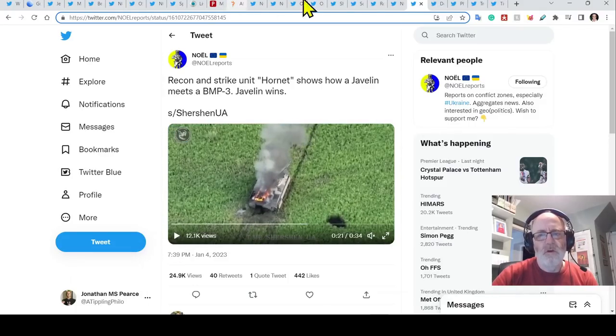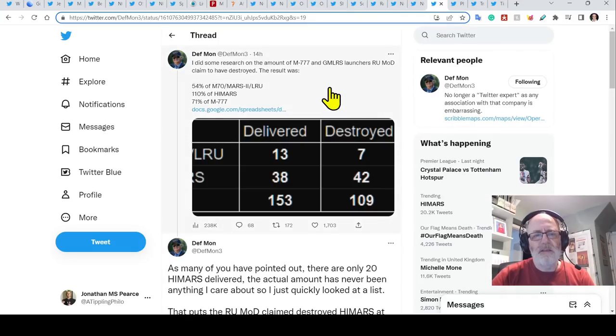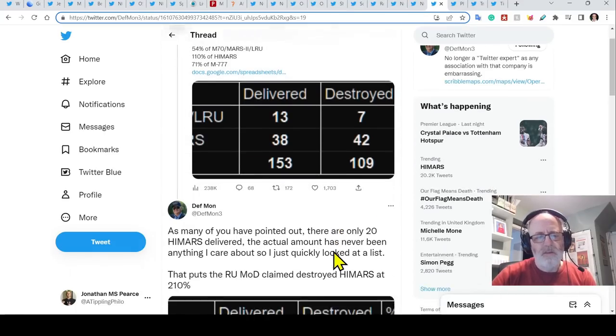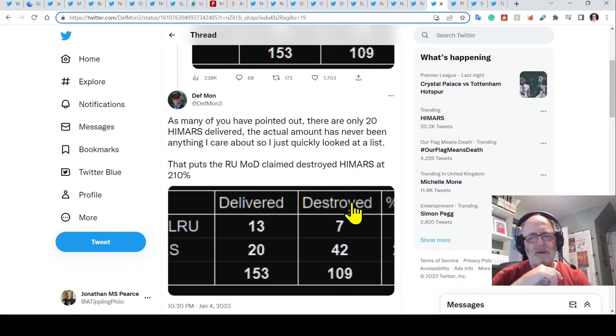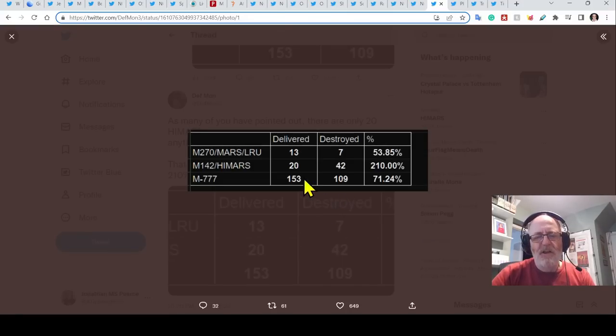Who knows? Next thing is, I did some research, says Defmon. As many of you have pointed out, there are only 20 HIMARS delivered. The actual amount has never been anything I care about, so I just quickly looked at a list. That puts the Russian MOD claimed destroyed HIMARS at 210%. So there have been 20 HIMARS delivered, M142 HIMARS. The Russians have claimed to have destroyed 42 of them. The Ukrainians are saying not one single HIMARS being destroyed.